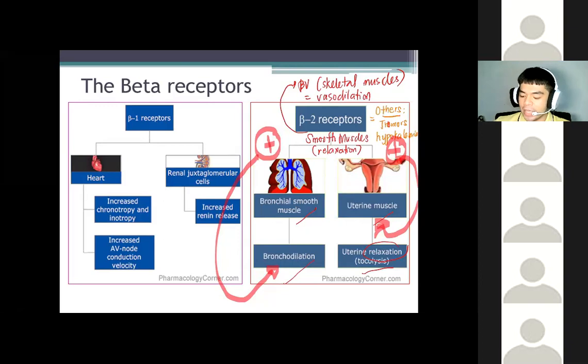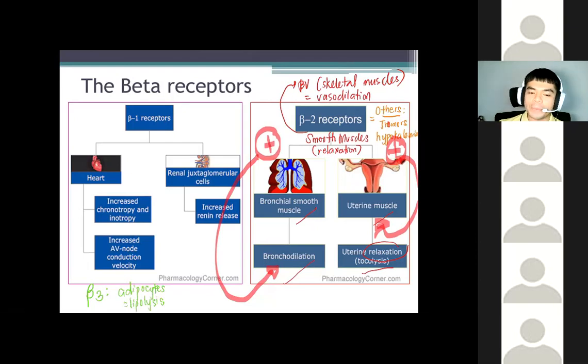Next, may isa na lang tayong beta receptors na natitira. Dito na lang, maikli lang naman siya, beta 3. Okay, again, last, we have beta 3 receptors. Talking about beta 3 receptors, these are found in the adipocytes, or in the adipose cells. Ang adipose cells, these are the ones that store triglycerides o yung taba natin. Okay? And pag na-activate ang beta 3 receptors, ang effect is lipolysis.